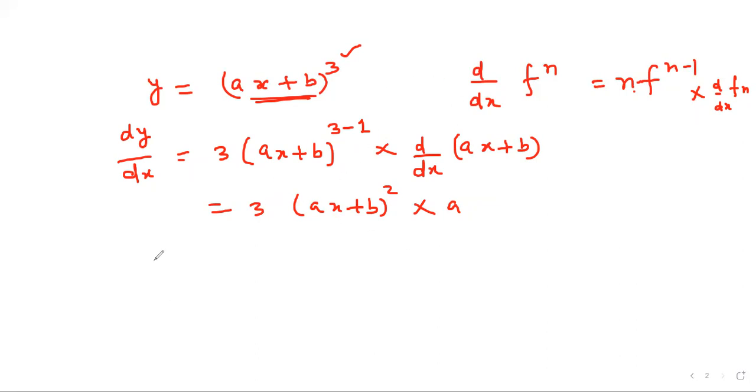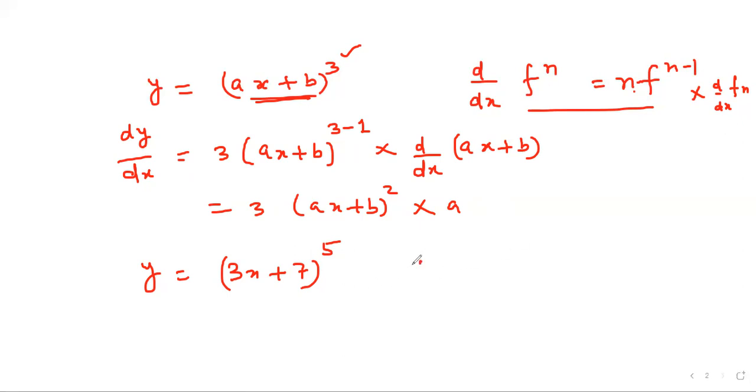Now let's take some other examples. Y equal to, suppose we are given 3x plus 7 whole power 5. As I told you, there is a traditional method where we take this as t and then we differentiate it. I'm not going to follow that. I'm following this rule. That says d upon dx of function power n gives n f power n minus 1 into d upon dx of f. So f is that function.